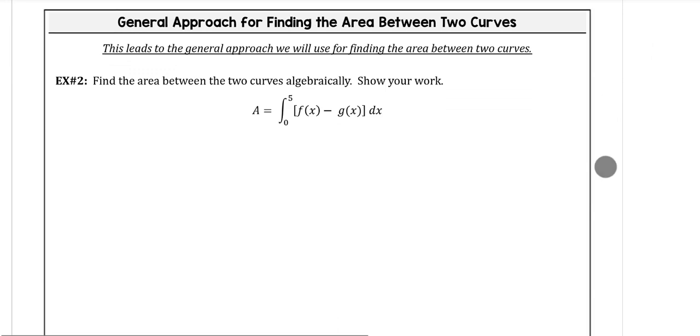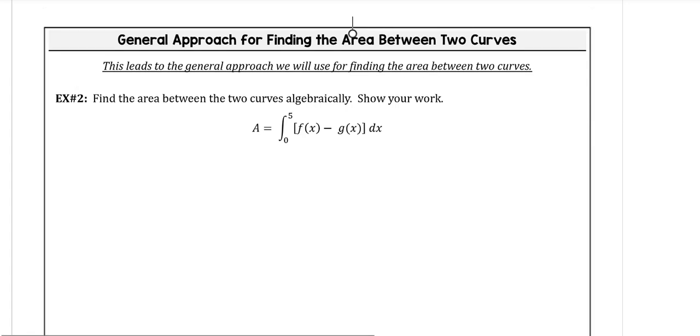So the general approach for finding the area between two curves is you take the integral over the region that you want. So in our case, it's from 0 to 5. And you take the curve that is above, so that would have the larger area, so f of x minus g of x.